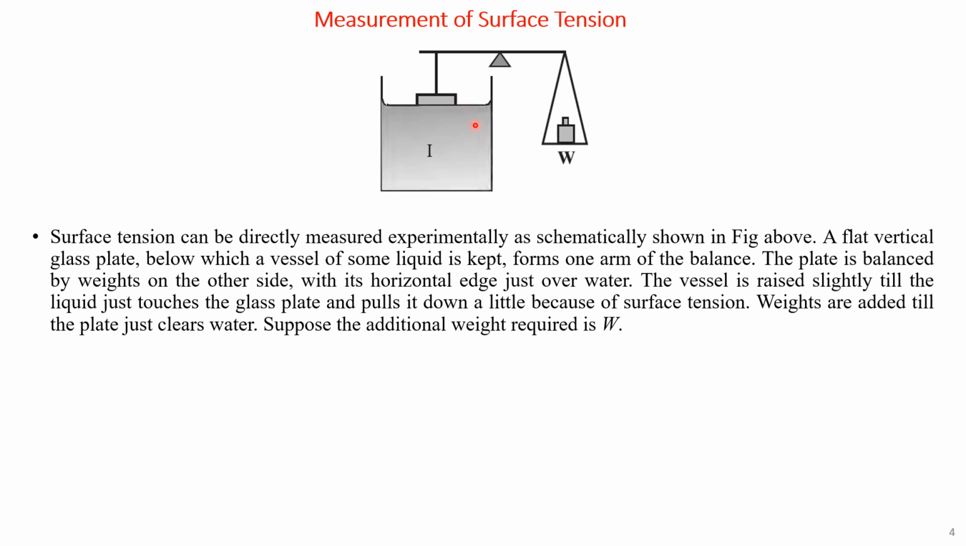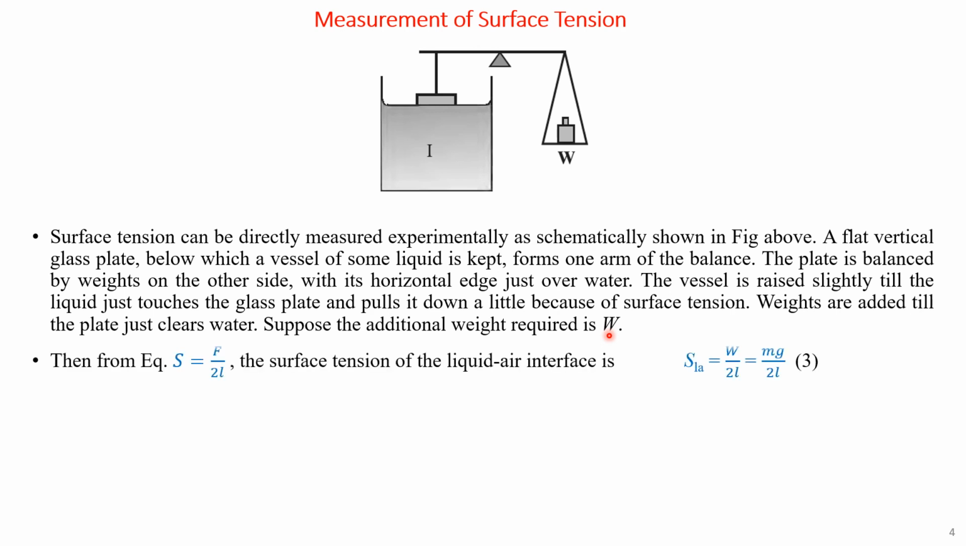The vessel is raised slightly till the liquid just touches the glass plate and pulls it down a little because of the surface tension. The weights are added till the plate just clears the water. Suppose the additional weight required is W. Then from the equation, S is equal to F by 2L. That is, the surface tension of the liquid-air interface, S subscript LA, equals W by 2L.